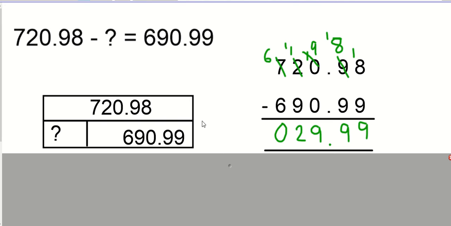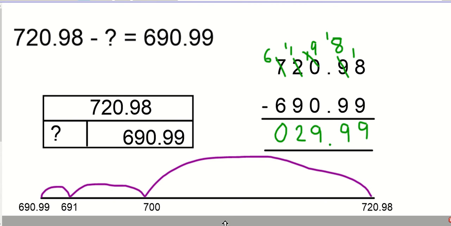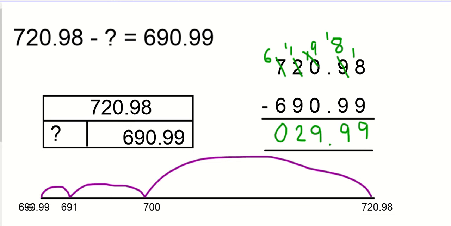Now, what I was alluding to earlier is that these numbers are not very far away from each other, and when I look at the decimals, they are actually almost whole numbers. So I'm just thinking, can I have done that in my head a little bit easier? Okay, so I'm thinking from 690.99, I'm jumping up to 720.98. So I'm thinking about, with each jump, I'm going to go to an easier number to work from, and then I should be able to calculate.